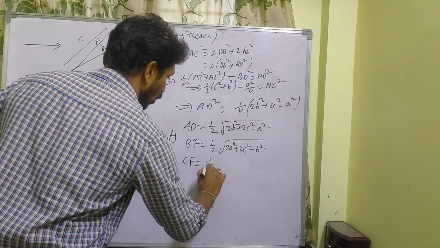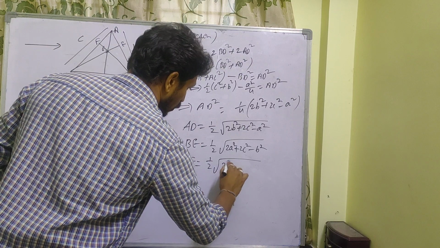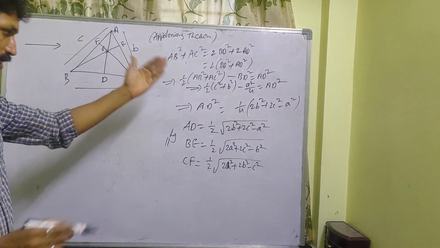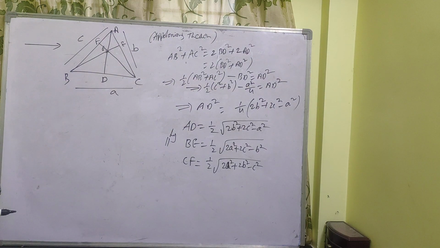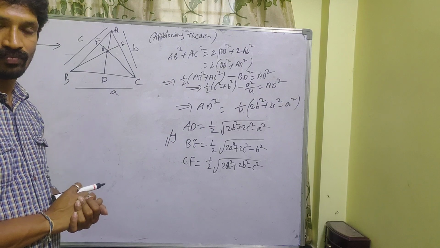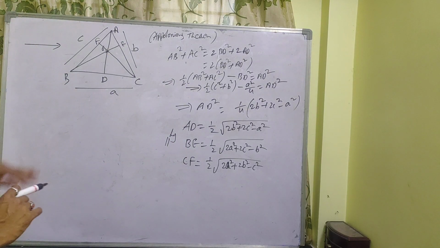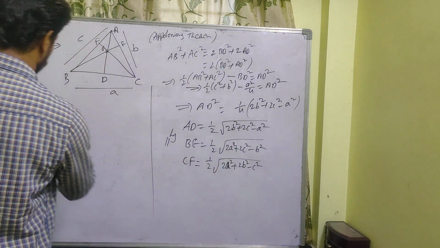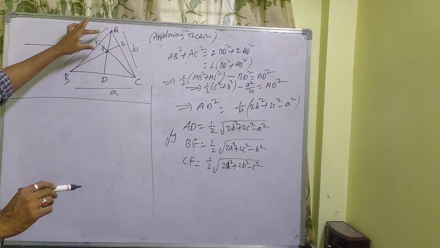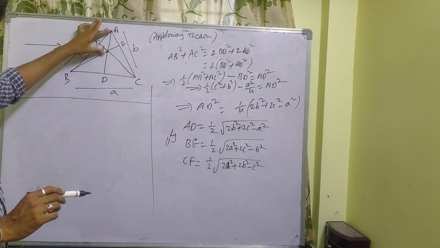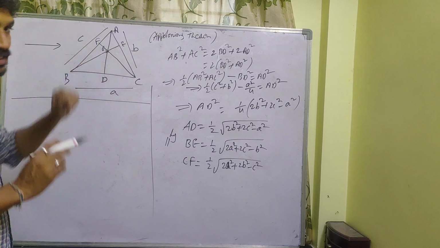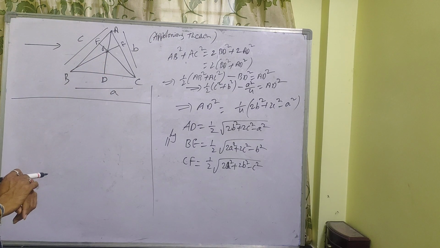CF is nothing but half into root over 2A square plus 2B square minus C square. These are the lengths of the medians through the vertices AD, BE, CF. Here, if you want to find out AG, BG and CG, what are the values?